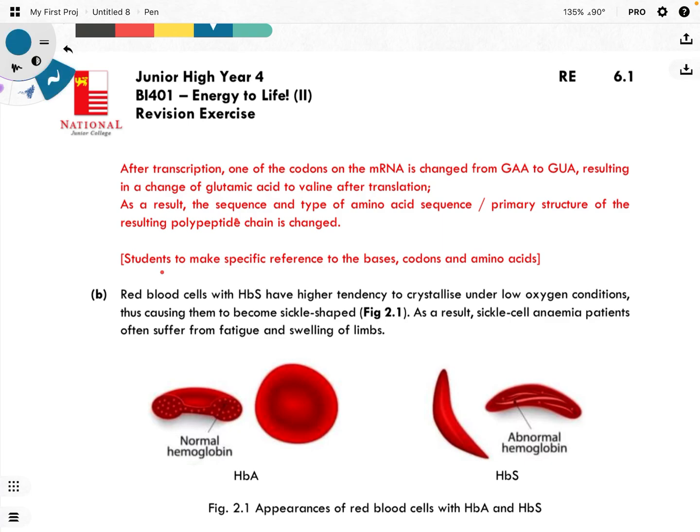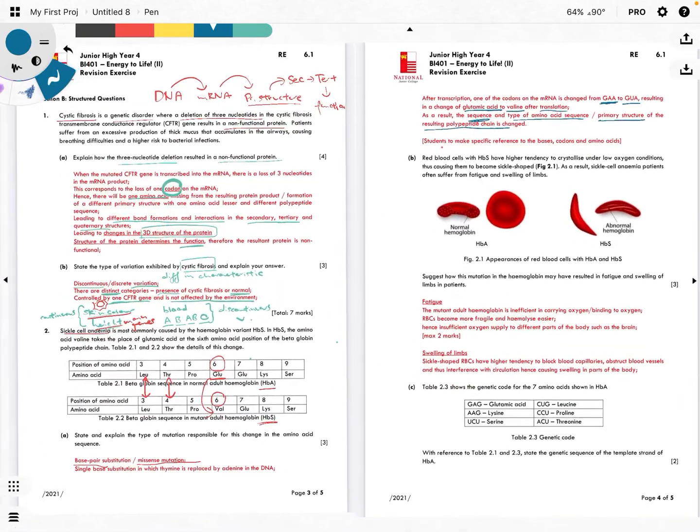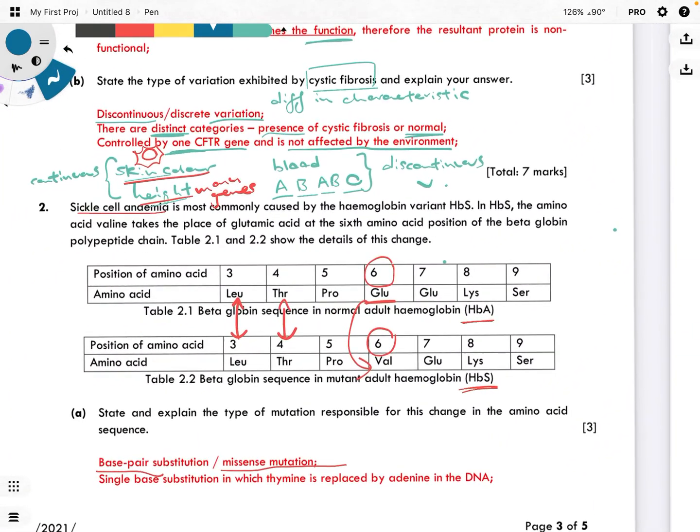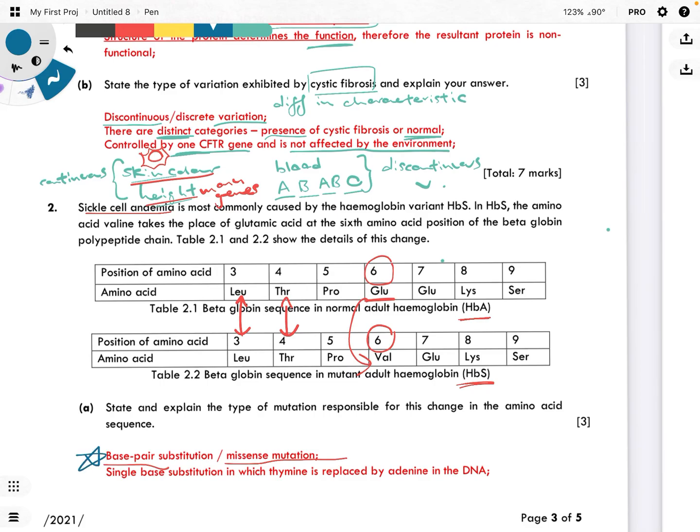After transcription, one of the codons on the mRNA is changed from GAA to GUA. And this results in a change from glutamic acid to valine after translation. This example is given in your textbook. As a result, the sequence and the type of amino acid has been changed, or in other words, the primary structure has been changed. And this will in turn change the polypeptide chain. So, state and explain the type of mutation responsible. Here was the stating part. The explanation part is the later part.